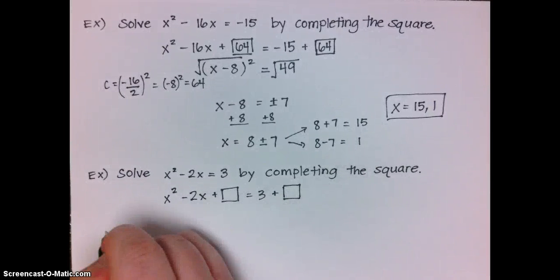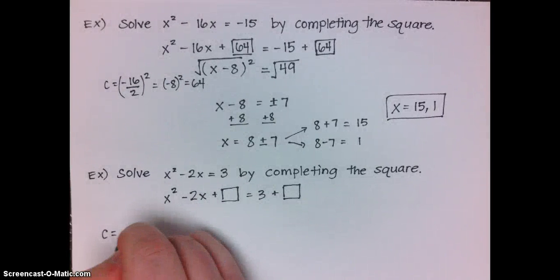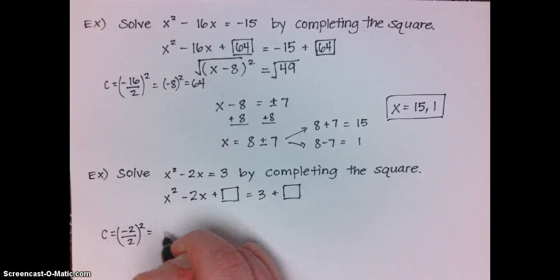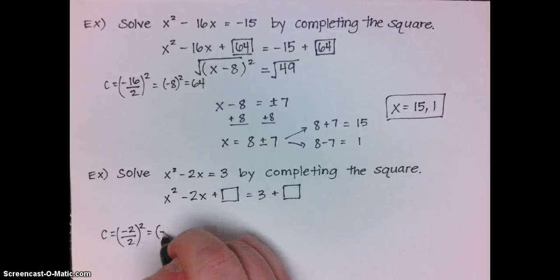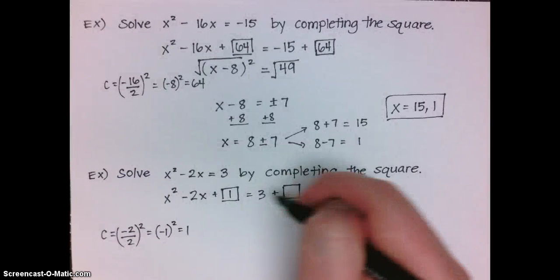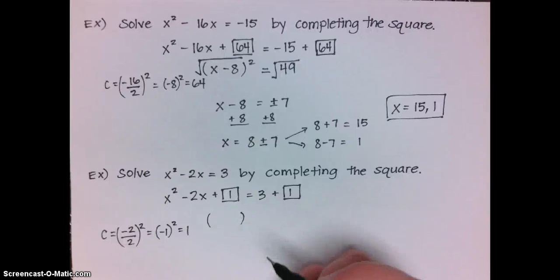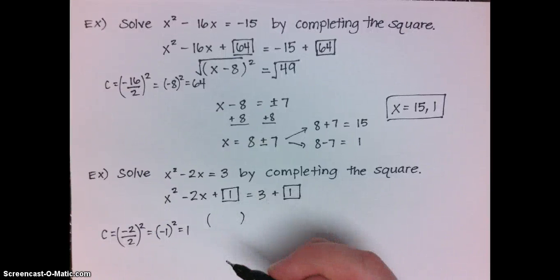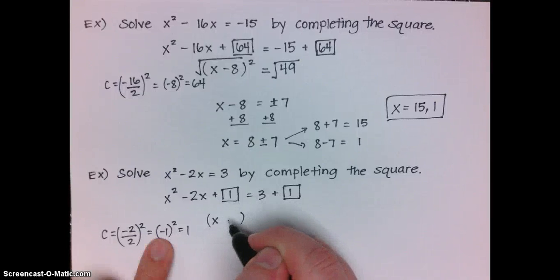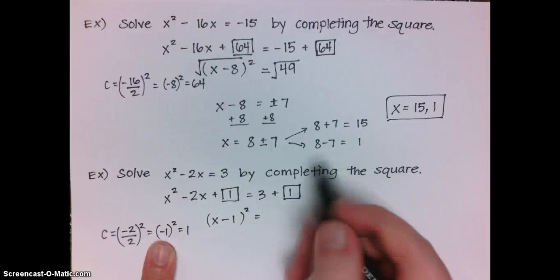So to find that specific number c, I'm going to take my middle value, which is negative 2, and I'm going to divide it by 2 and square it. Negative 2 divided by positive 2 is negative 1. When you square that, it is simply positive 1. So I'm going to add 1 to both sides. When I do that, this left-hand side can be rewritten as a square of a binomial. So this is going to be x minus 1 being squared is equal to 3 plus 1 is 4.